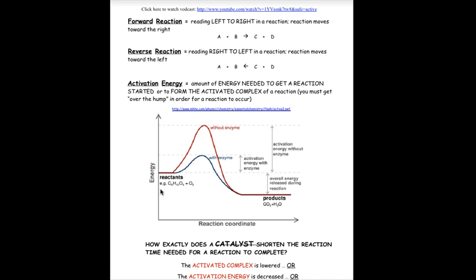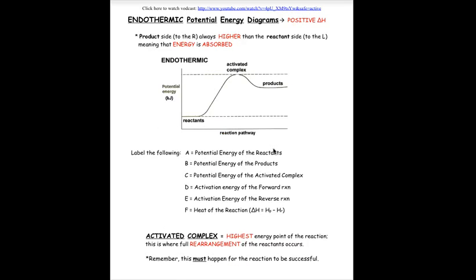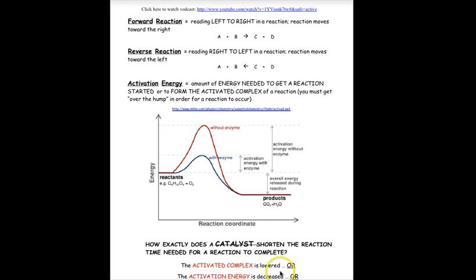So one of the ways to recognize an exothermic potential energy diagram is to compare the reactants' and the products' energy. If the products are lower, that's an exothermic reaction. If this part was up here, that would represent an endothermic reaction. And you'll see that in a few minutes when we go over the diagram. So before we get into the diagrams, this is Lesson 4.